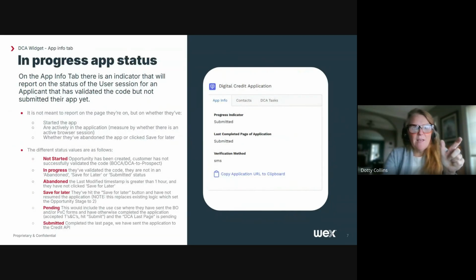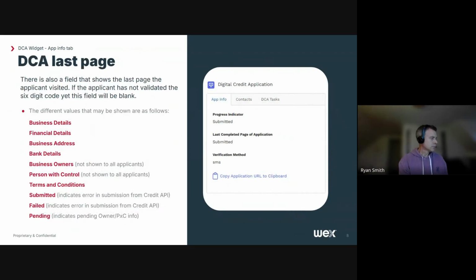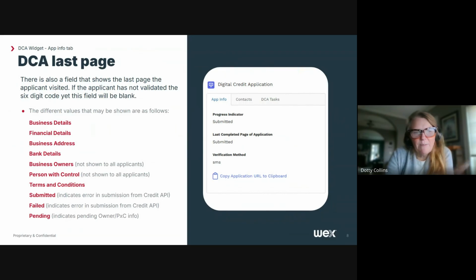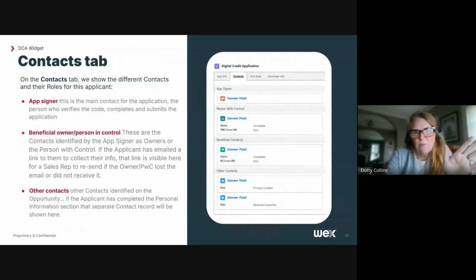And then this one here is just breaking down what each of the data means. We define every single status on here, but it could be not started, abandoned, saved for later. Again, those are just some definitions, and we can share this deck with you as well. And then again, it's just explaining what the last page means. I just went over it at a high level.